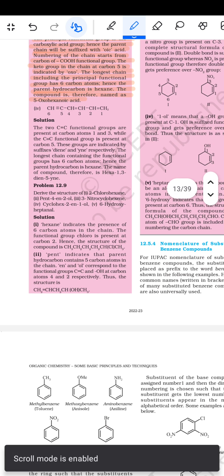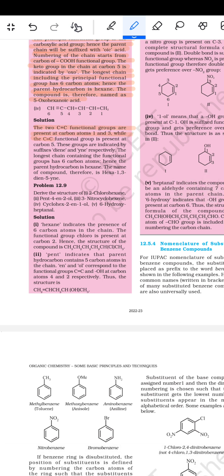The two double bond functional groups are present at carbon atoms 1 and 3 while the triple bond functional group is present at carbon 5. These groups are indicated by the suffixes diene and yne respectively. The longest chain containing the functional groups has 6 carbon atoms, hence the parent hydrocarbon is hexane. The name of the compound therefore is hexa-1,3-dien-5-yne.